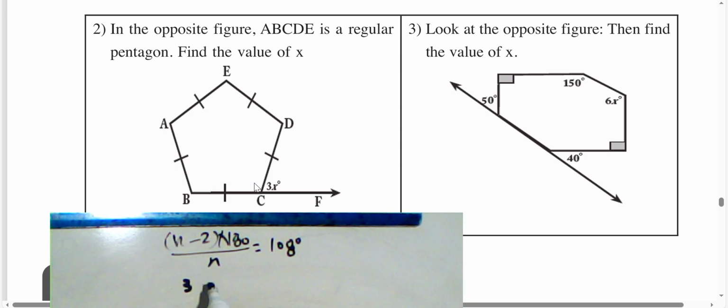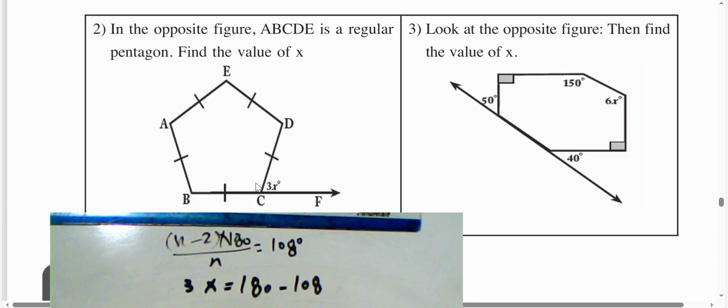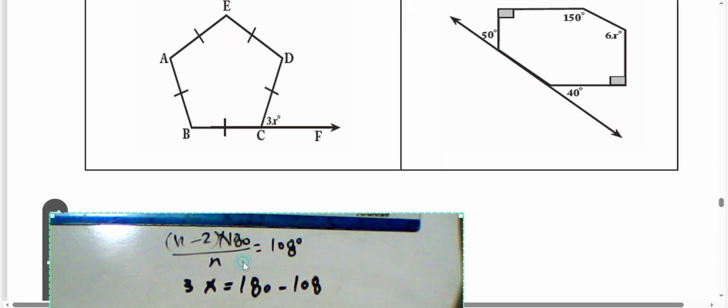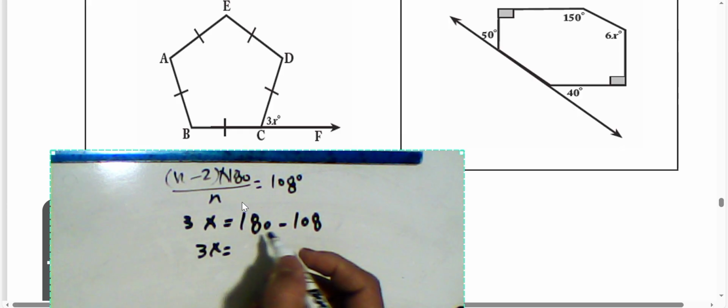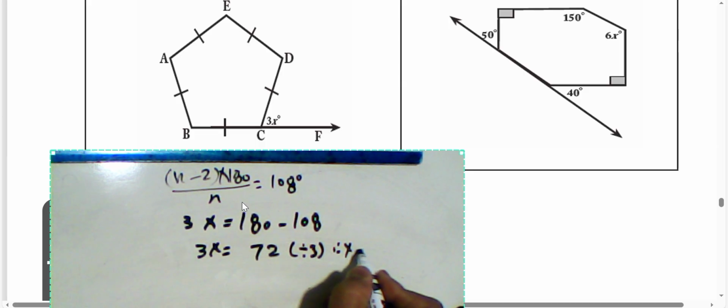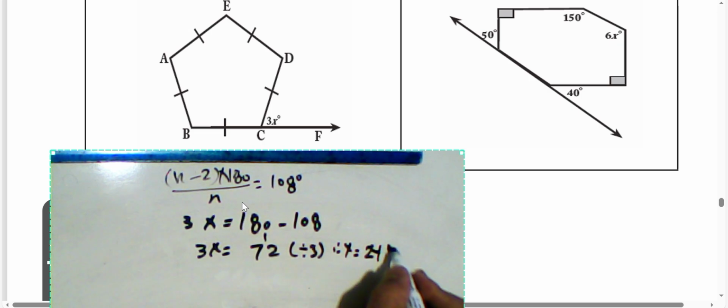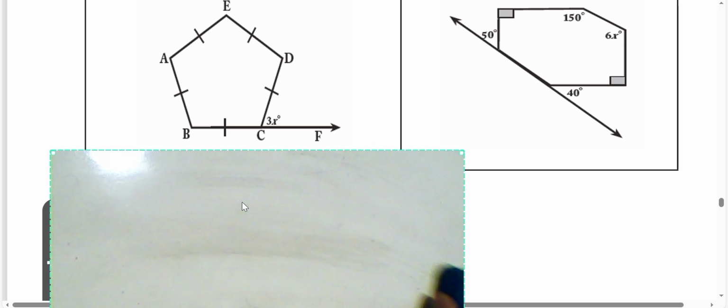Then 3x will be supplementary to 108. You can write 180 subtract 108 because 3x plus angle C equals 180 degrees. They are supplementary angles. Then you can solve the equation. 3x equals 180 minus 108. 10 minus 8 is 2 and 7 minus 0 is 7. Then you can divide it by 3 to find the measure of angle x. 7 divided by 3 equals 2 and the remainder 1. 12 divided by 3 is 4. Then the angle here will be 24 degrees.